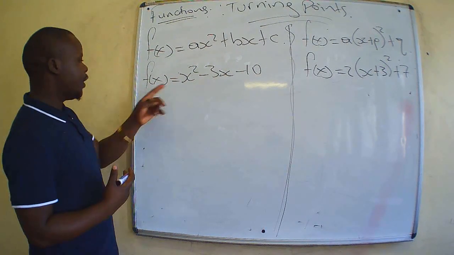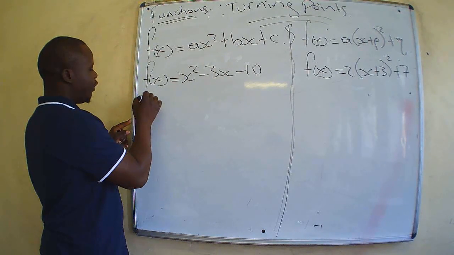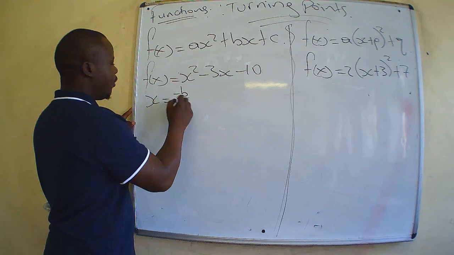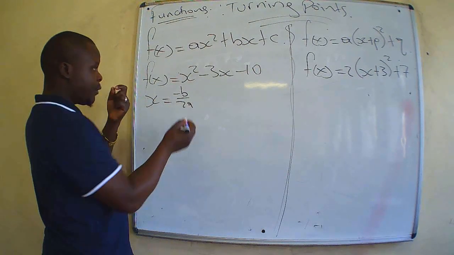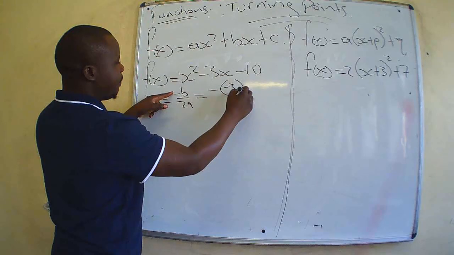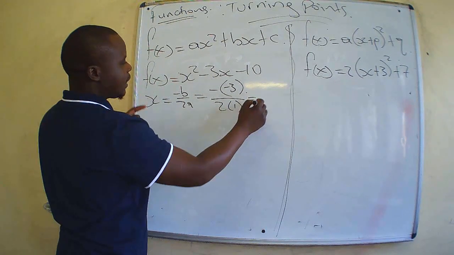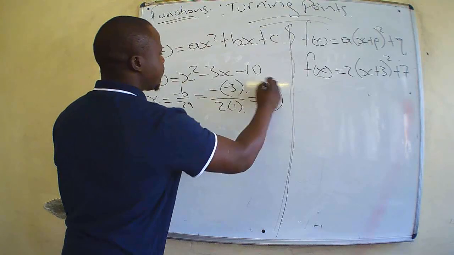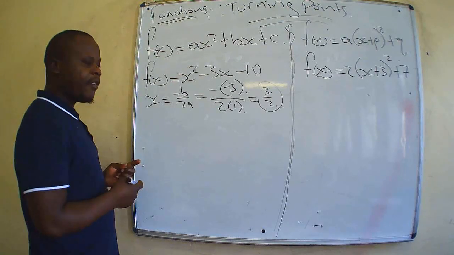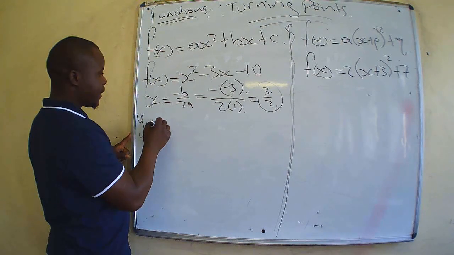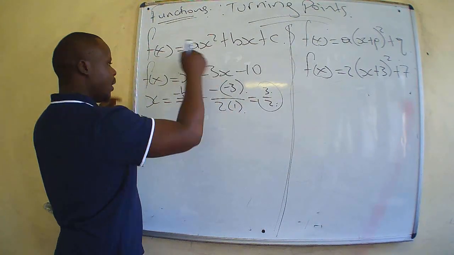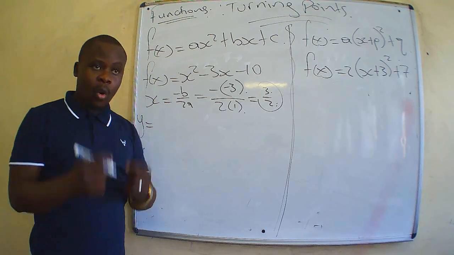For the turning point of this one, you must use a formula, finding x first. x is found by negative b over 2a. Let us substitute our b and our a. Negative first: our b is negative 3 over 2a. In this case, we are going to have positive 3 over 2. This is how we find the x value of the turning point. Now let us find the y value of the turning point. We are going to substitute this x into the original to find the y value of the turning point.